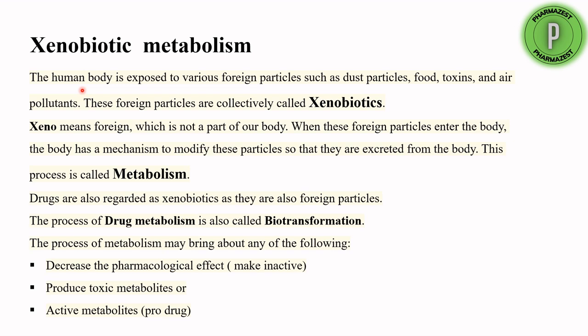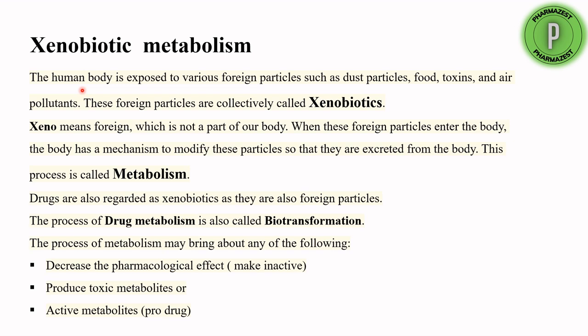And it is also called biotransformation. Biotransformation means the drug molecule also gets transformed. The different functional groups change into another functional group. So transformation of the molecule takes place by the action of the different enzymes which are present in the body. So drug metabolism can also be called xenobiotic metabolism and also biotransformation.